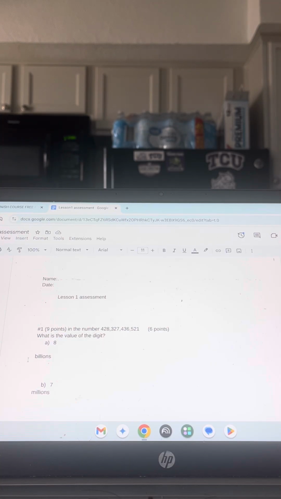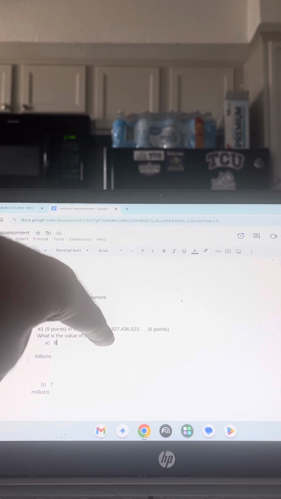The place value of the digit 8 would be billions. But the question didn't ask you what is the place value of the digit. The question asked you what is the value of the digit. If it were to ask you place value, yes, you would be correct by putting billions. But that's not what the question asked you to do. It asked you for the value of the digit. In this case, what would the value of this 8 be?